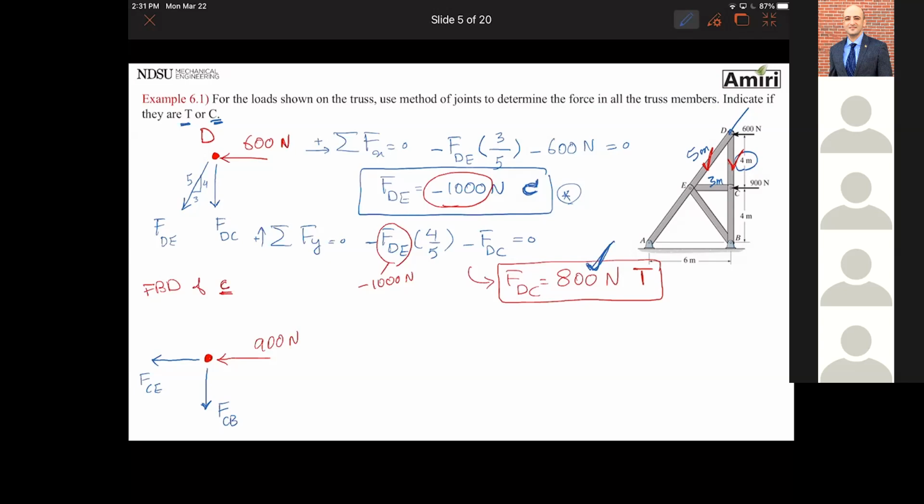And which way should I draw it? Pointing up or pointing down at point C? Up. Let's see.